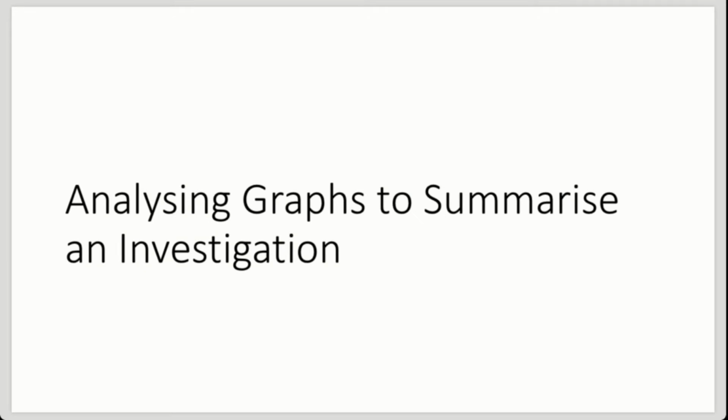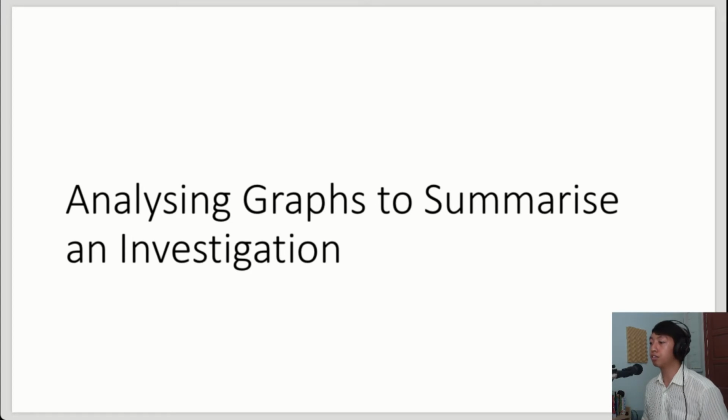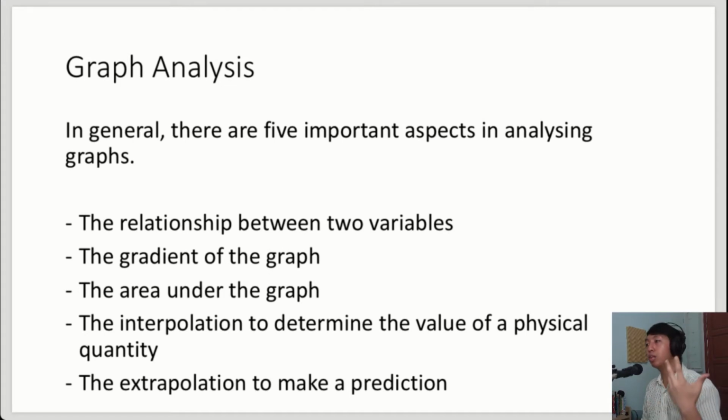So analyzing graphs to summarize an investigation. So tadi itu baru kita sentuh satu aspek graph, iaitu dia punya shape ataupun dia punya bentuk. Okay, tetapi dalam menganalisis, when we analyze or when we study a graph, there are 5 important aspects, ataupun ada 5 perkara yang kita kena lihat. Okay, so the first one, relationship between the two variables, itu baru kita lihat tadi. By looking at the shape of the graph, we can understand the relationship between the two variables. Okay, the two variables being the x-axis and the y-axis.